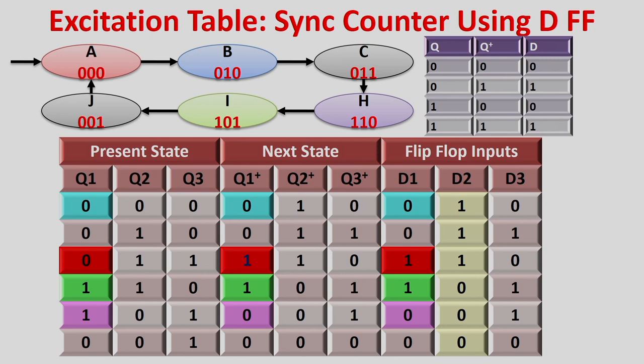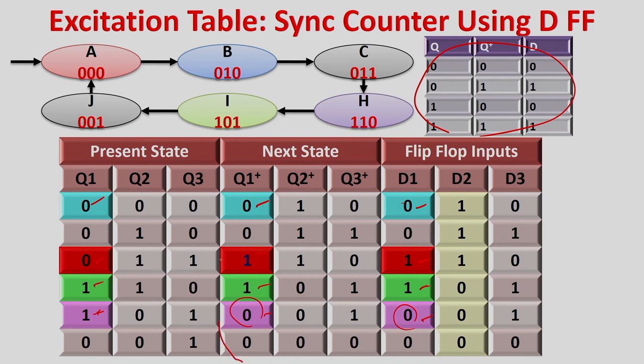So, simple FSM implementation: suppose 0 to 0, the input needs to be 0. For 0 to 1, the input needs to be 1. Suppose 1 to 0, then the input needs to be 0, and for 1 to 1, the input is 1. This same excitation table is shown here in color. So, blue is for 0, red is for 1, green is for 1 1, and this is for 1 0. Suppose given 1, we want the next state to be 0, then we require input 0.